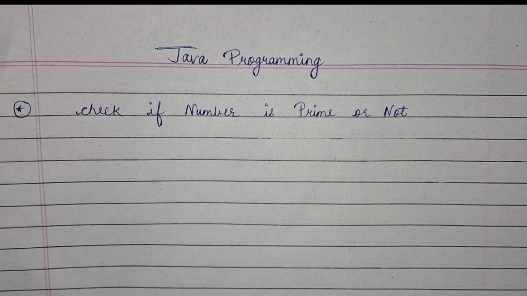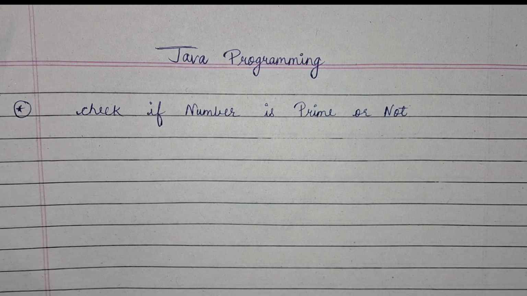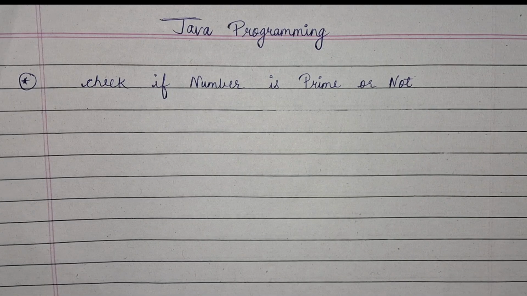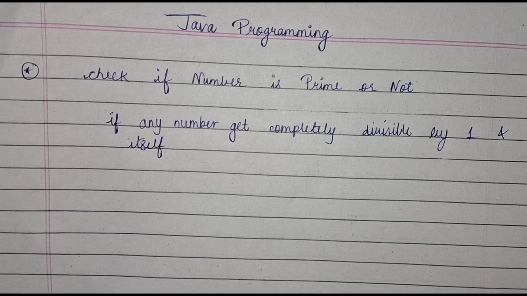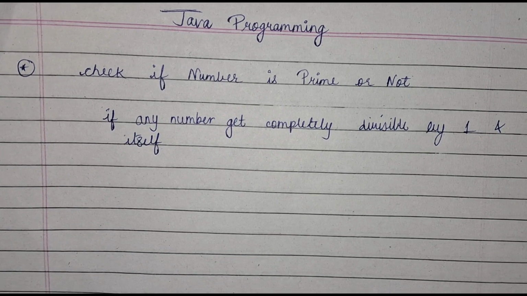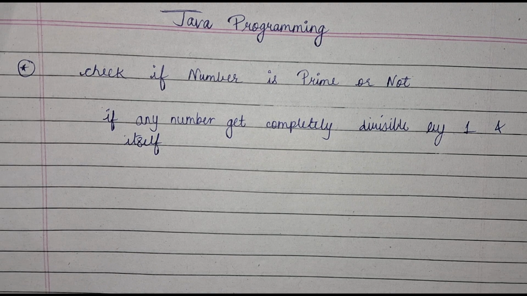In today's video we are going to see how we check whether a number is prime or not in Java. Okay, so let's start. A number is called a prime number if it is completely divisible only by 1 and itself, and in that case we call that number prime.